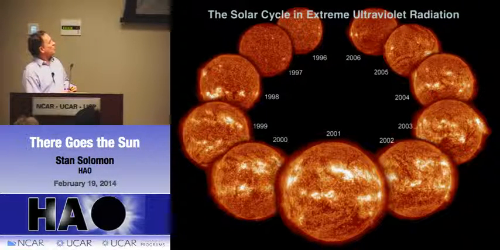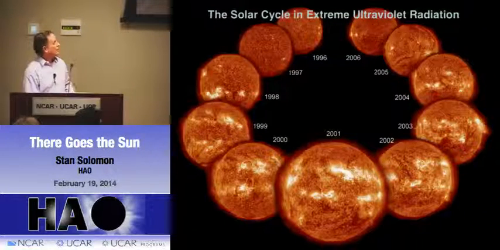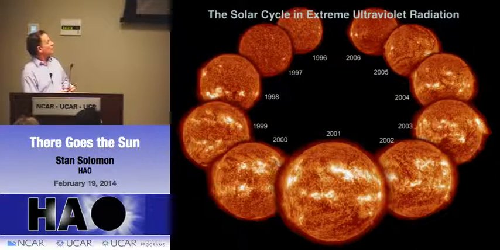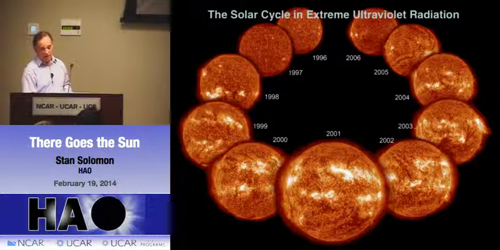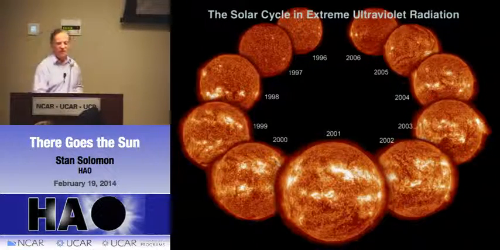As we go from solar minimum in 1996 through the peak of solar cycle 23 and back down to solar minimum in 2006, you can see the predominance of the active regions at solar maximum, and also that the integrated flux is much larger at solar maximum. And that's even more true in the X-rays.